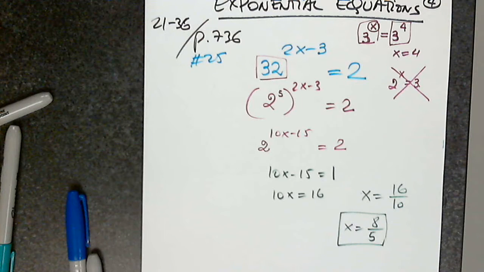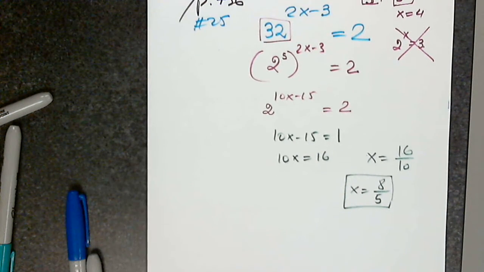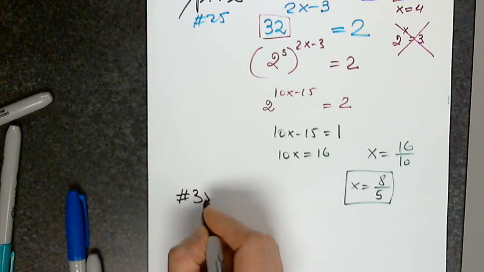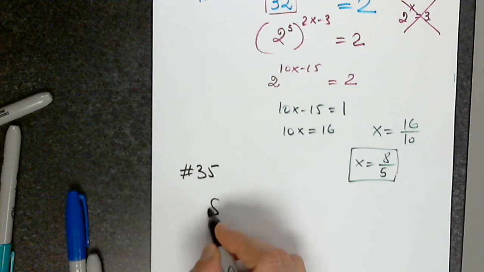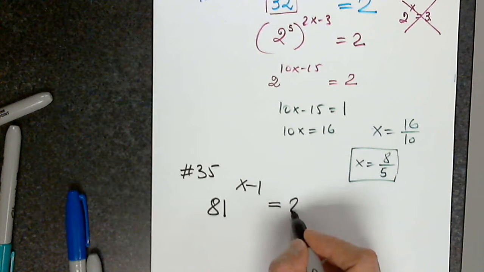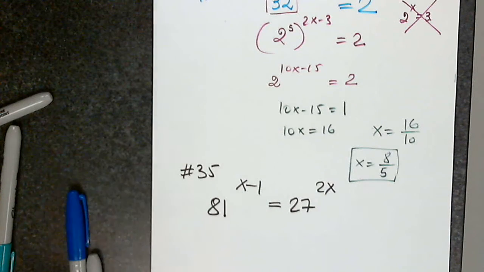Any questions? I know we need examples. So let's look at 35. 81 raised to x minus 1 equals 27 raised to 2x. What type of equation is this?